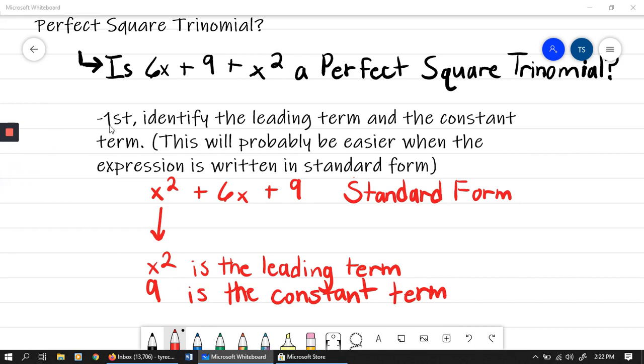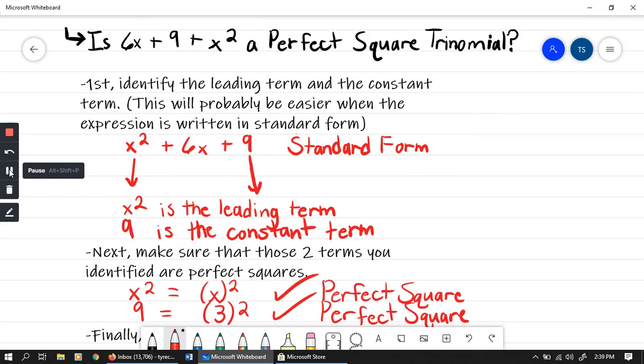So again, x squared is your leading term and 9 is your constant term. It's important to identify these two terms when you're doing this, because you're going to have to use those when you're factoring the perfect square trinomial. We're not to the point yet where we're going to factor this, but once you've identified the leading term and the constant term, you need to make sure that both of those terms are perfect squares. They have to be perfect squares.